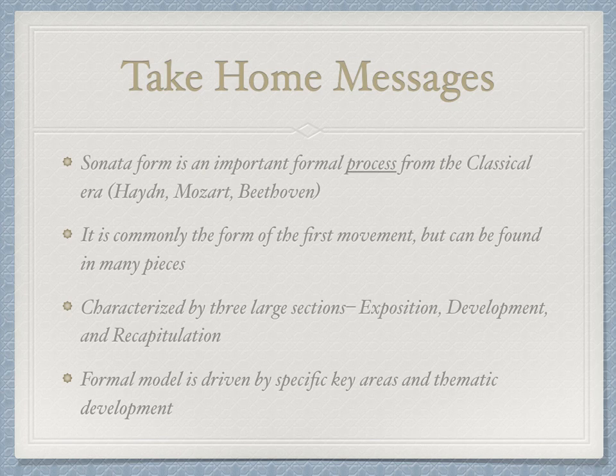What did you learn about sonata form? Well, it's an important formal process in which thematic materials are introduced, developed, and reimagined. We can find it in the classical period mostly, in the music of Haydn, Mozart, and Beethoven. I've mentioned that it can be found in the first movement of many sonatas, symphonies, and string quartets, so there's a lot of music out there to listen to and analyze for sonata form.